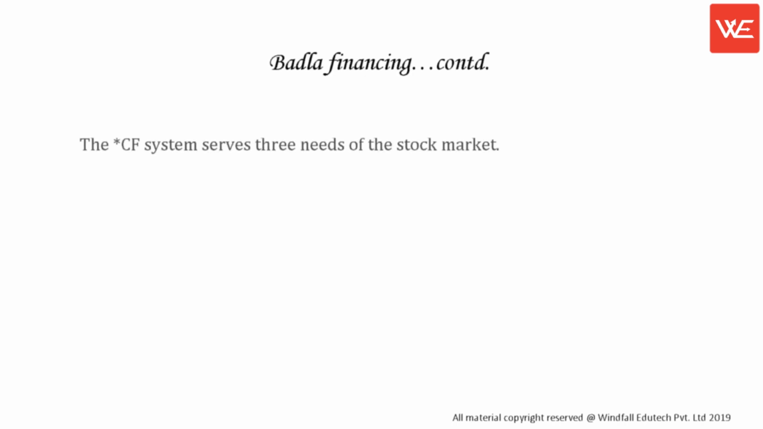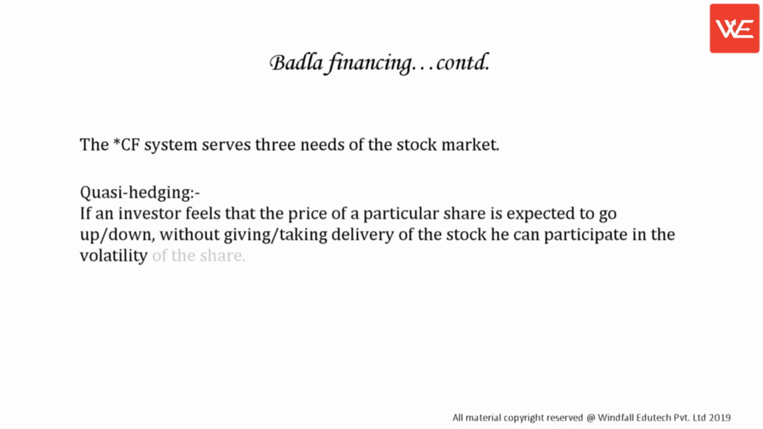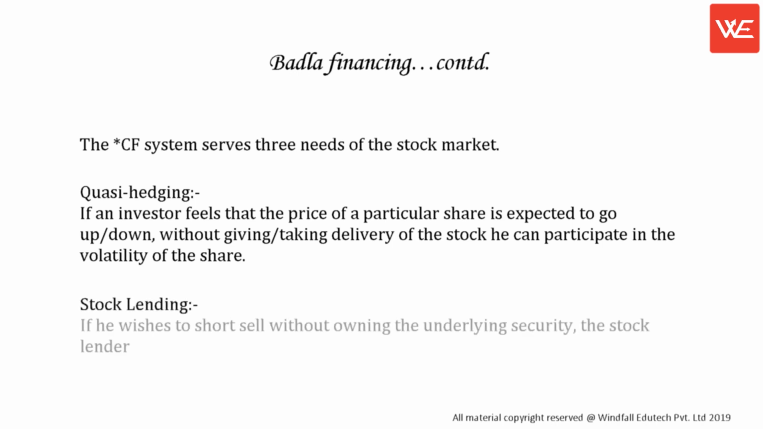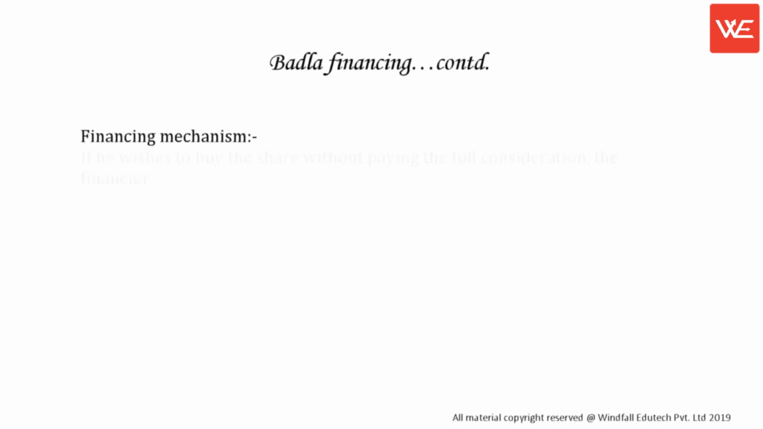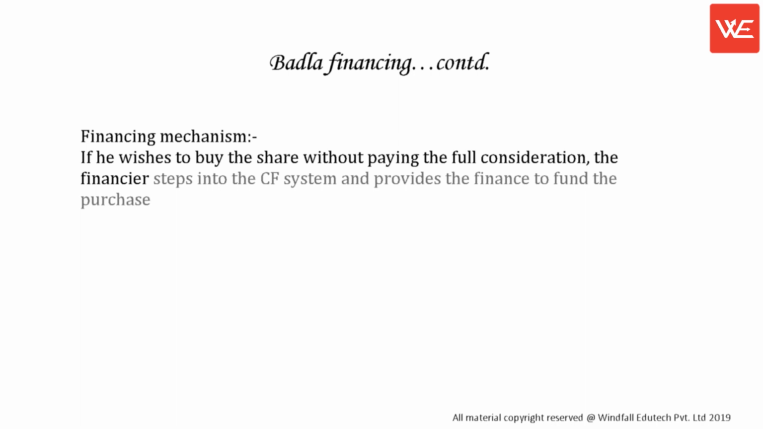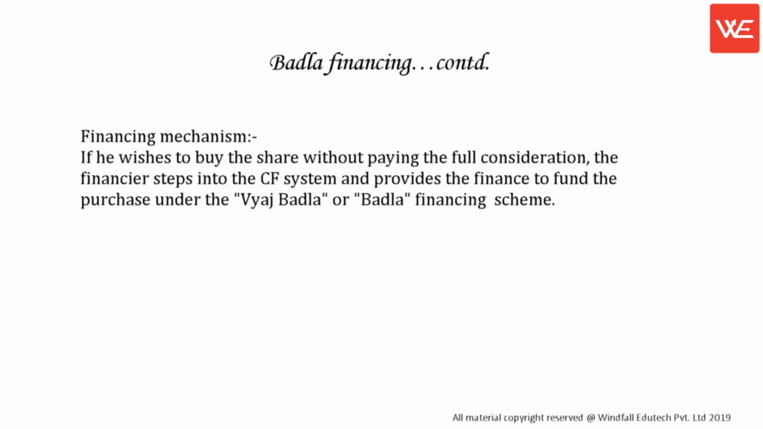The CF system serves three needs of the stock market. Quasi-hedging. If an investor feels that the price of a particular share is expected to go up or down, without taking delivery of the stock, he can participate in the volatility of the share. Stock lending. If he wishes to short sell without owning the underlying security, the stock lender steps into the CF system and lends his stock for a charge. Financing mechanism. If he wishes to buy the share without paying the full consideration, the financier steps into the CF system and provides the finance to fund the purchase under the Vyaj Badla or Badla financing scheme.